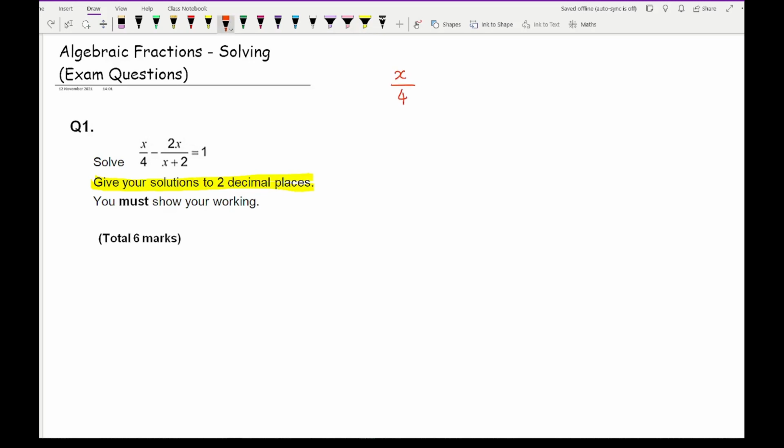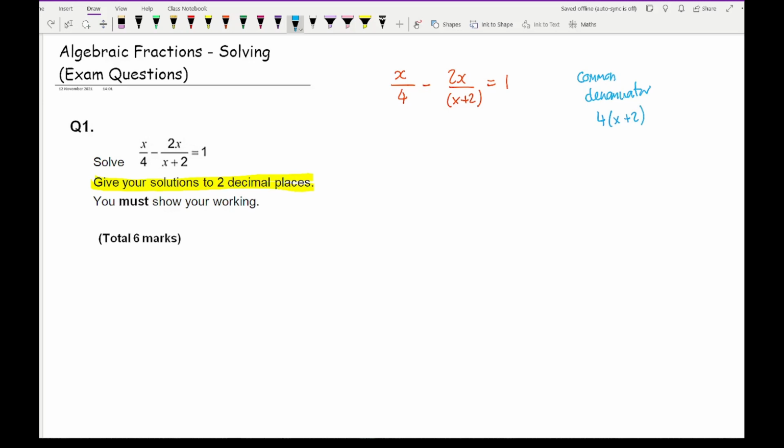Now here we've got x over 4 minus 2x over x plus 2, and I'm just going to put that in brackets, equals 1. Now your aim with this is to try and get a single fraction. So what we need to do is combine the two denominators together. Now here our common denominator will always tend to be the two denominators multiplied together. So here our common denominator in this case is going to be 4 times x plus 2 in brackets like so.